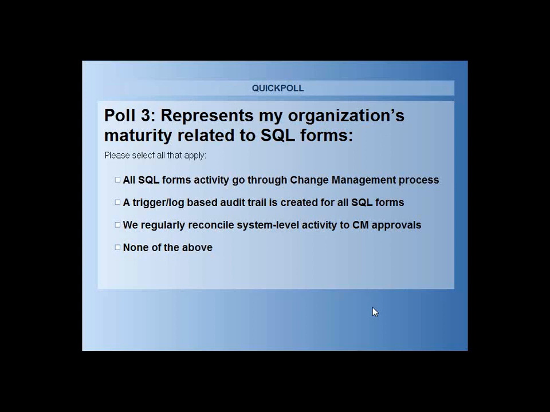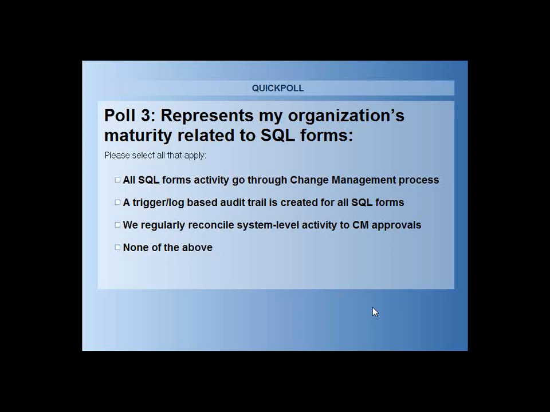So I'll give you guys a second to respond to that. I'm just looking through some of the questions here as they're coming in, and there are good questions being asked. So again, I'm just going to close this in a second.